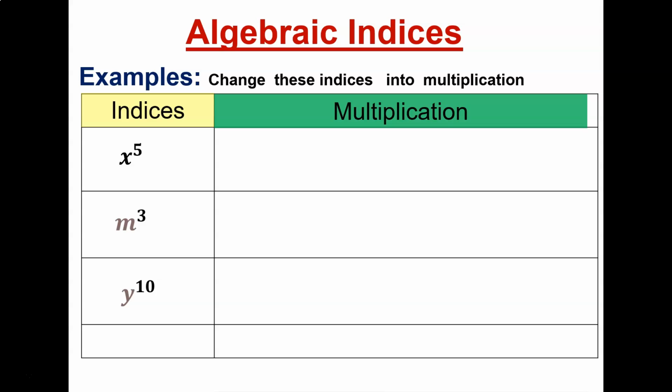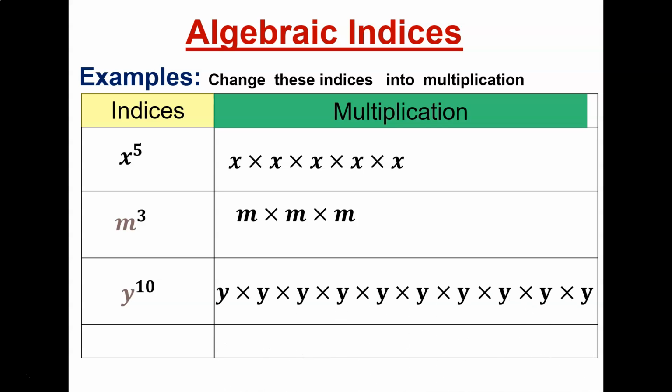So the first one, we need 5 x's. So we've got x times x times x times x times x. We change indices into multiplication. The second one, we need 3 m's: m times m times m. And here we need 10 y's. So that's how we change indices into multiplication, and we need these simple basic skills later.